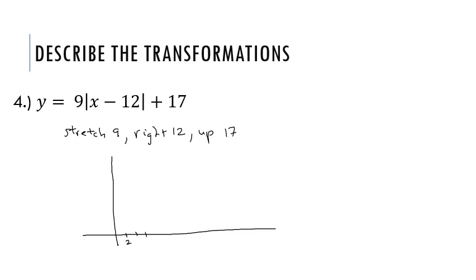2, 4, 6, 8, 10, 12, and then up 17. 2, 4, 6, 8, 10, 12, 14, 16, 18. So right about there. Okay, so stretch 9. So we're going up 9 and over 1. We're counting by 2s, remember that? So I'm counting by 2s, so it's like 2, 4, 6, 8 and a half. So that's 9 right there. And then over 1. So kind of go like half the distance here since we're counting by 2s on that.